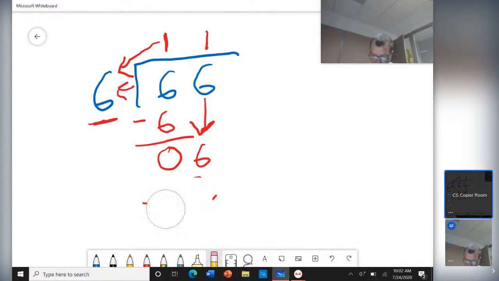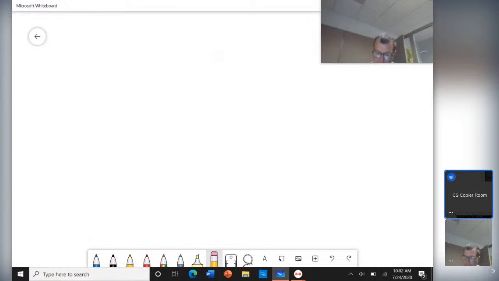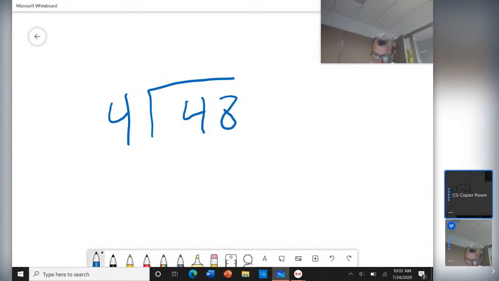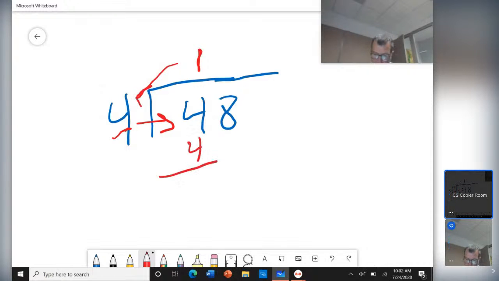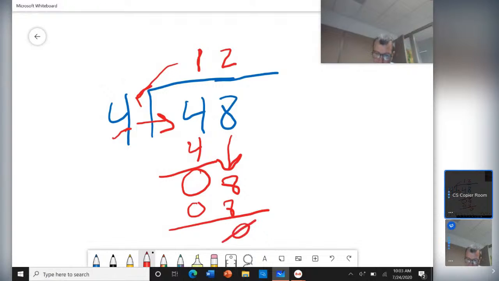So let's do another example. And we'll do 4 into 48. Okay. So remember, we're going to divide the outside number, the 4, into the inside number. Okay, does 4 go into 4? Yes, it goes one time. So 1 times 4 is 4. We're going to bring down the 8. And 4 goes into 8 2 times. 2 times 4 is 8. So you're going to get 0. So 48 divided by 4 is going to be 12.